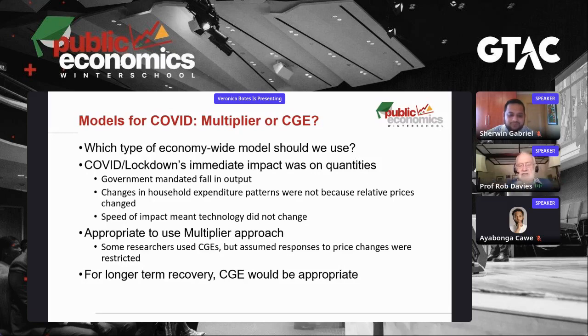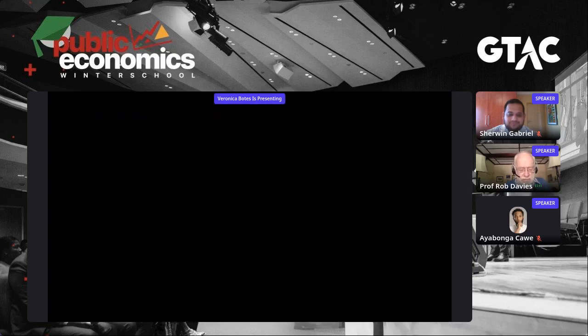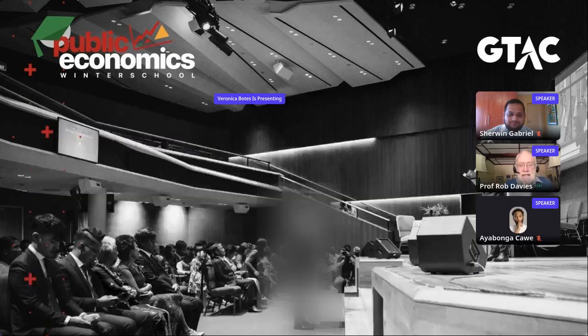Some other modelers around the world use CGE models, and you can get them. But when they used them, what they did was shut down all of the response functions and essentially make it as close to a multiplier model as they could get. We just used a multiplier model. For long-term recovery, we would want to use a CGE model, and that's what we're starting to do. So let me hand over to Sherwin then.